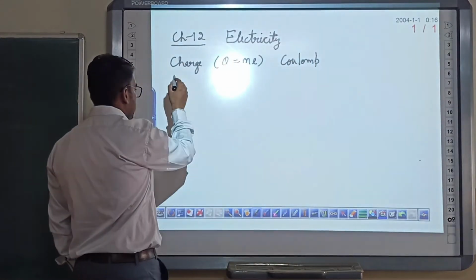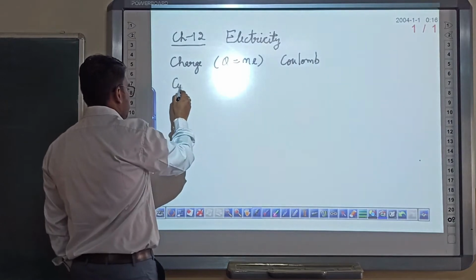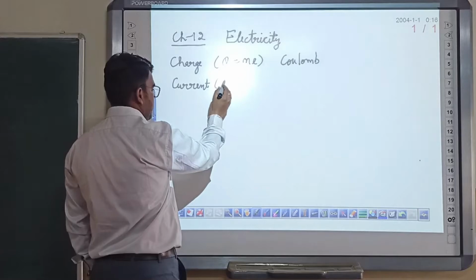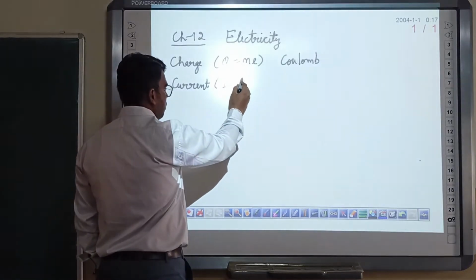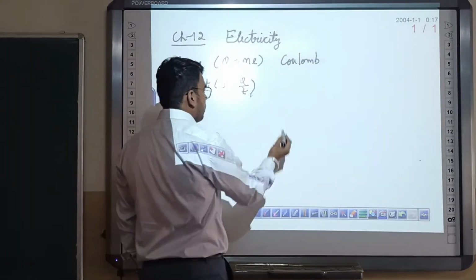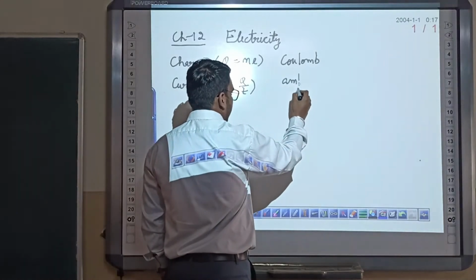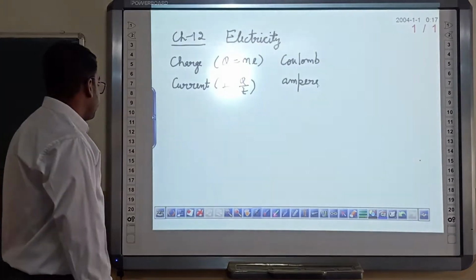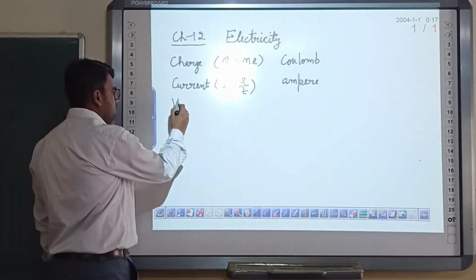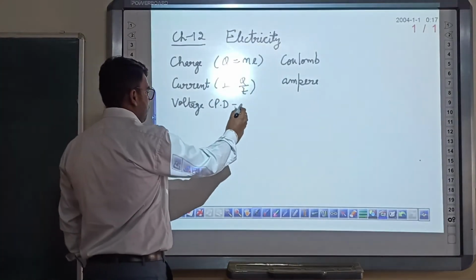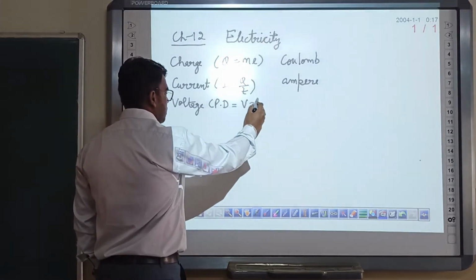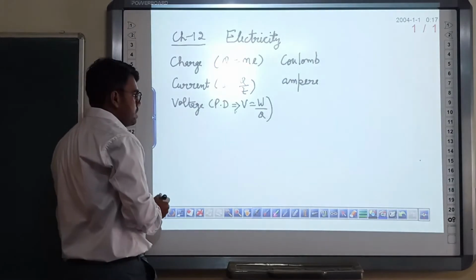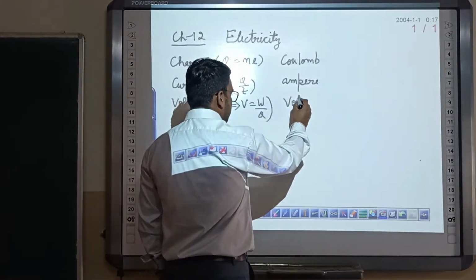After that we studied about electric current. Current is the rate of flow of charge, that is I equals Q by T, and the unit for current is ampere. After that we studied electric potential difference, which we also call voltage. The formula for voltage is V equals W by Q, where W is work done and Q is charge, and the unit is volt.